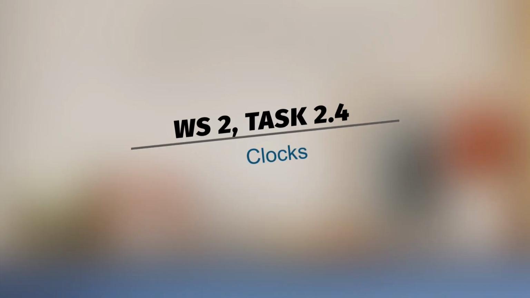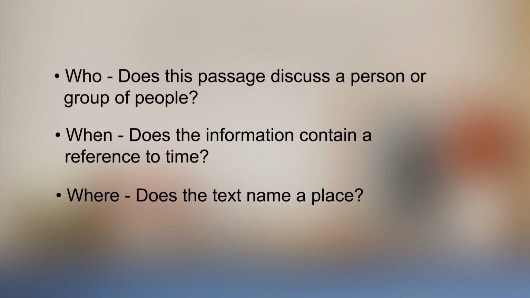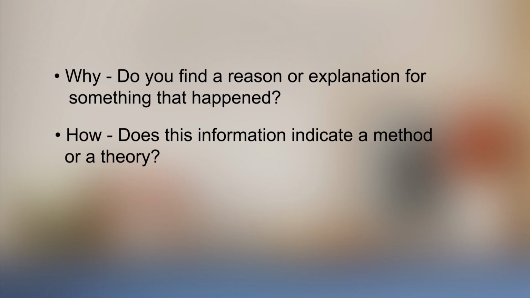Now go to worksheet 2 and look at Learn Task 2.4 on clocks. Identify the main idea and see where it is placed. Here are some tips to help you. Ask the following questions. Who? Does this passage speak about a group of people or a person? When? Does the information contain a reference to time? Where? Does this text mention a place? Why? Do you find a reason or explanation for something that happened? How? Does this information indicate a method or a theory?